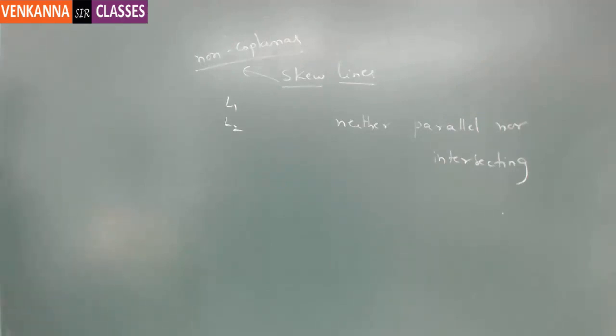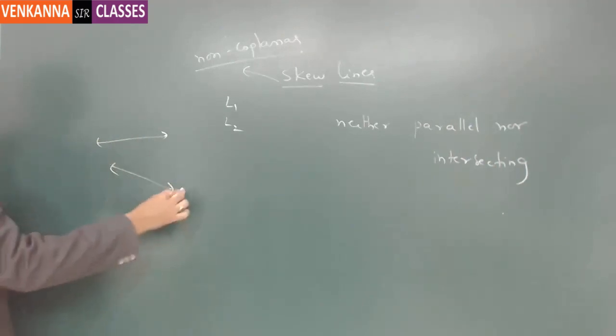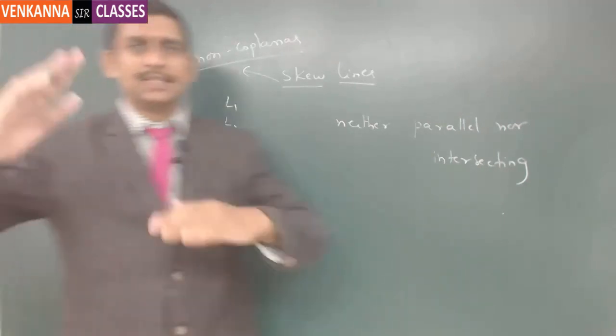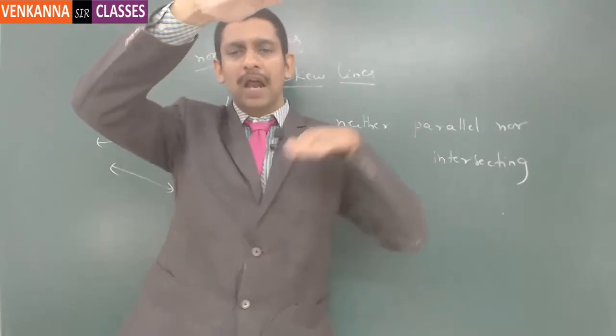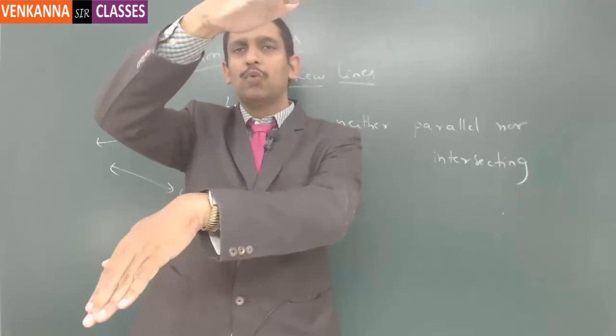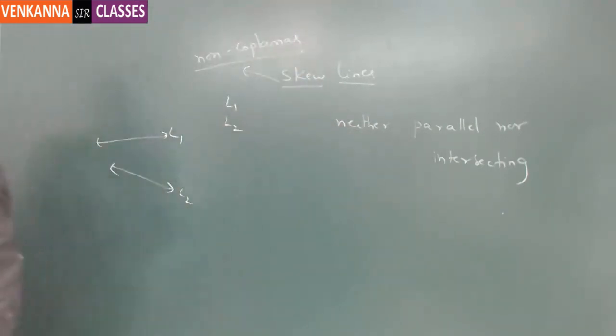So for a rough diagram, you can say that this is L1 and this is L2. Don't misunderstand that if you extend these two, they are meeting. No. So you have to visualize that. This is L1 passing in the upward direction, and this is L2 in the downward direction. One is going like this and one is going like this. So these two are skew lines. Okay? They are not parallel and not intersecting. Fine?